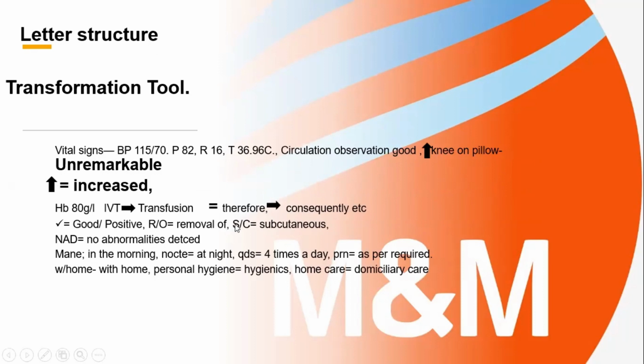RO means removal of. SC means subcutaneous. NAD means no abnormality detected. Mane in the morning, nocte at night. QDS four times a day. PRN as per required. With home, WM means with home. Okay. And personal hygiene can be replaced with hygienics or domiciliary care.